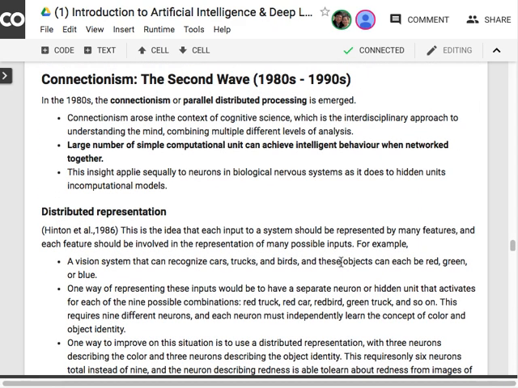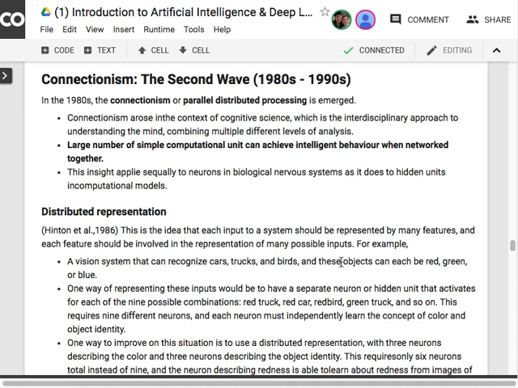After the 1940s, we had cybernetics, and it went down because we could not learn XOR in the 1960s. In the 1980s, there was another popular boom. It's called connectionism, or parallel distributed processing.